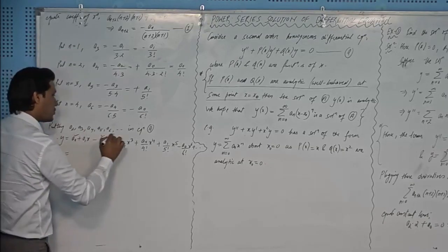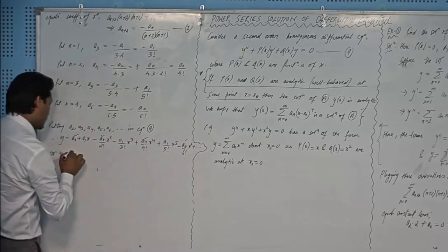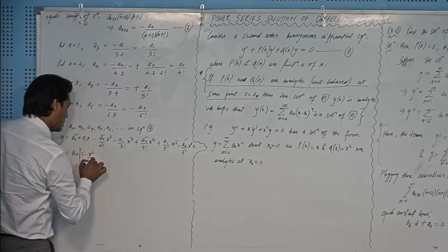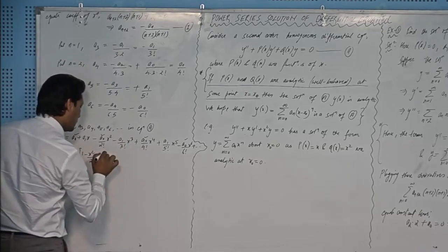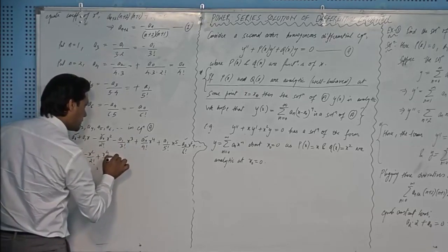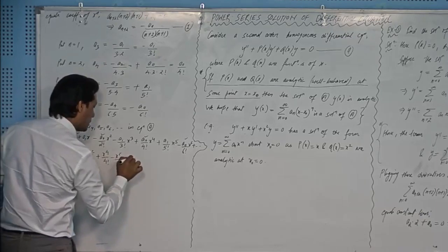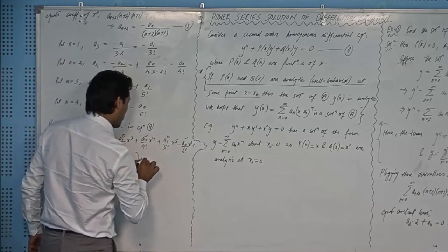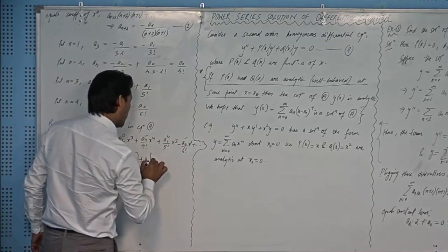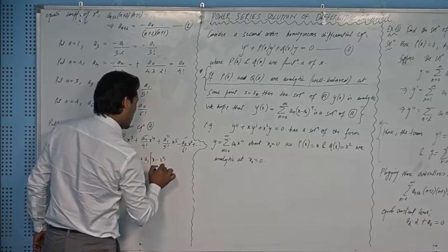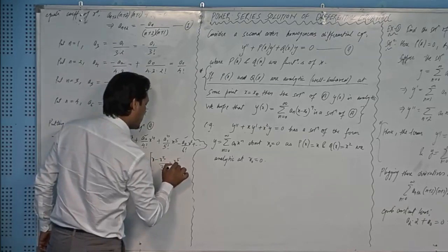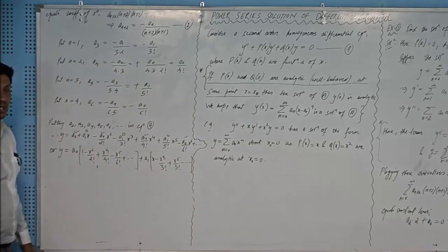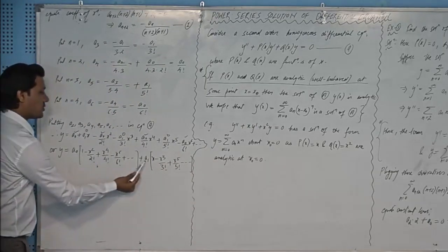And you can take A0 common from these terms, right? So you can write it as A0 times 1 minus x square over 2 factorial, plus x to the power 4 over 4 factorial, minus x to the power 6 over 6 factorial, and so on. And you can always take common these A's, right? You can write A1 common, and inside bracket will be x minus x cubed by 3 factorial plus x to the power 5 by 5 factorial minus so on, right? So this is a solution containing two arbitrary constants.